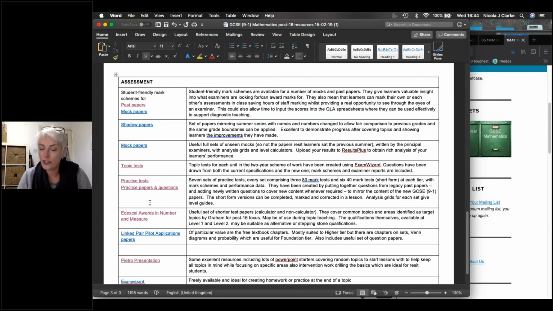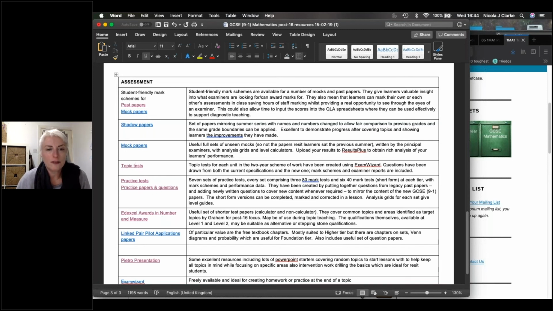But they can be worked. Again, get your learners to mark them. They've been created from lots of different questions from past papers from the legacy, and then they do involve the new spec as well. And then there's analysis grids for each one with some level guidance, because the questions have been trialled before. That information is all there.